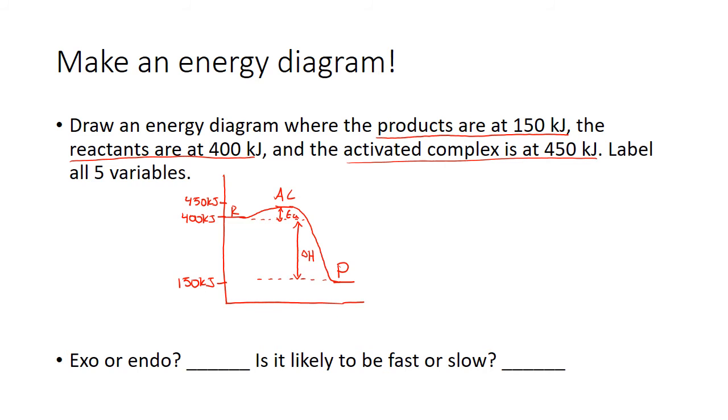You can also see that this graph is exothermic because our delta H would be negative. We have this one, P minus R. It's going to give us 150 minus 400. Throw some units in there. Squeeze them in. Going to give us negative 250 kilojoules. Exothermic reaction, energy dropped. Is it likely to be fast or slow? That's a question that we're going to answer in the next video.